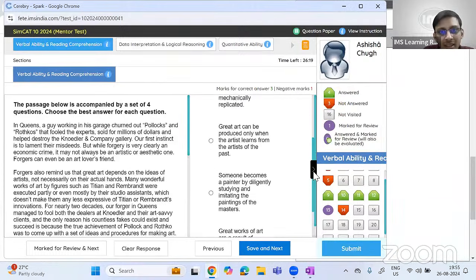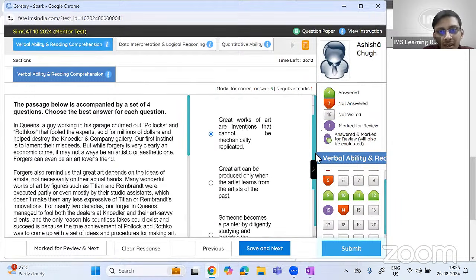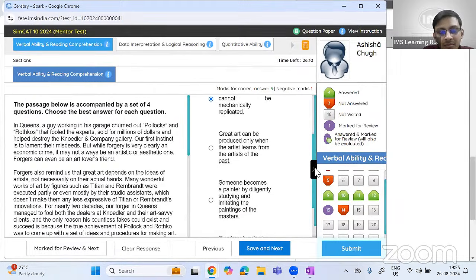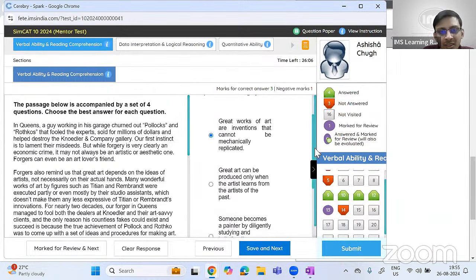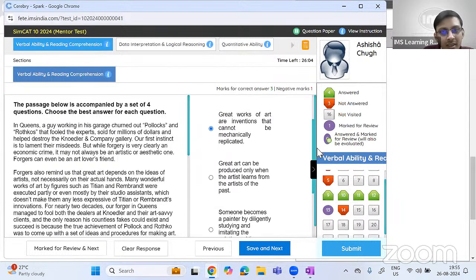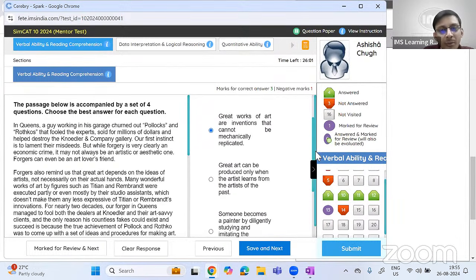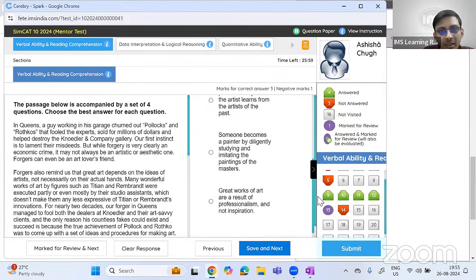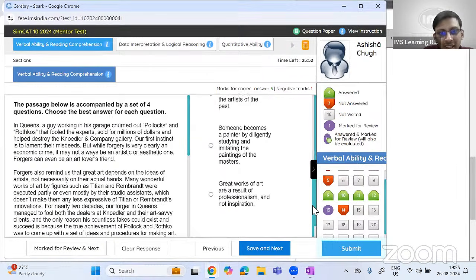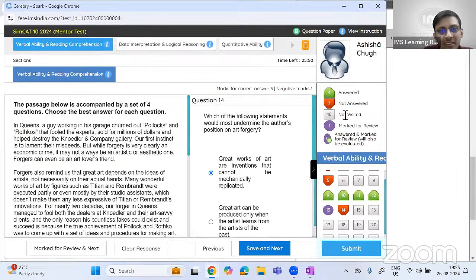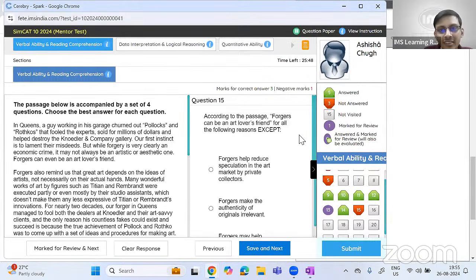Art can be produced only when artists learn from artists of the past. One second. No, it doesn't seem appropriate. Because then, in fact, forgeries would be good so that more people have a chance to learn. If someone becomes a painter by diligently studying and imitating, no, same thing. Great works of art, as a result, professionalism is never mentioned. So I think this is correct.